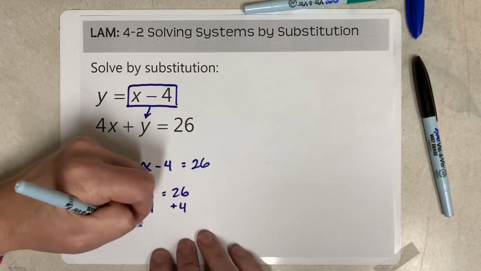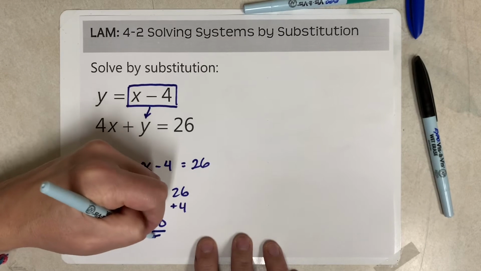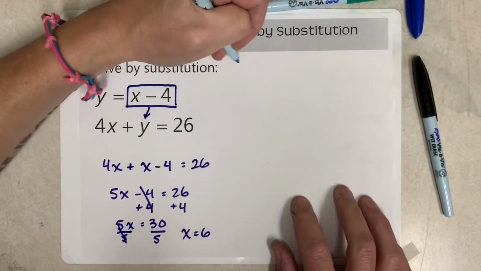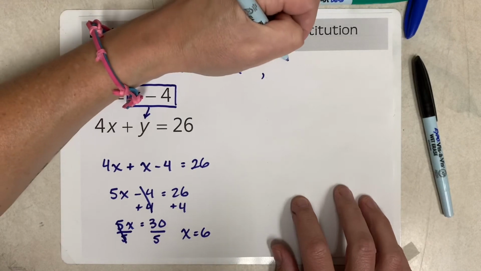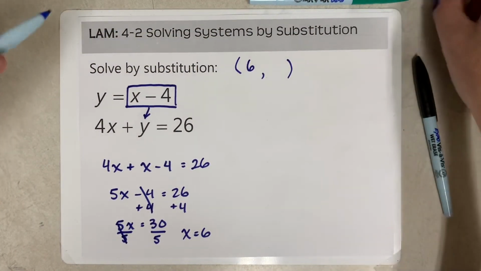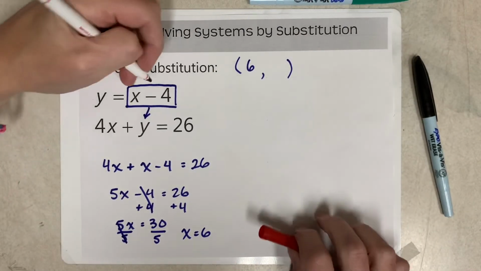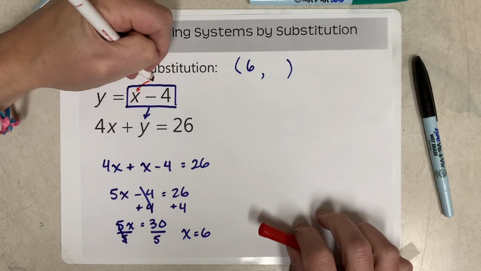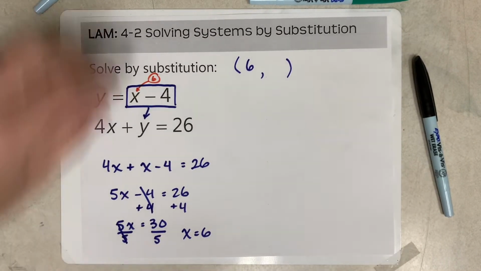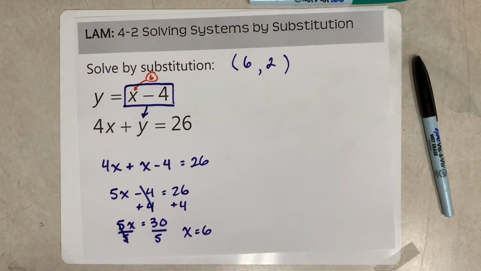So 5x is equal to 30. Divide by 5, and we get x is equal to 6. So wherever those two lines meet, the x coordinate is definitely 6. If we take that 6 and plug it back in for x right here, 6 take away 4 is 2, and that means that they meet at 6, 2.